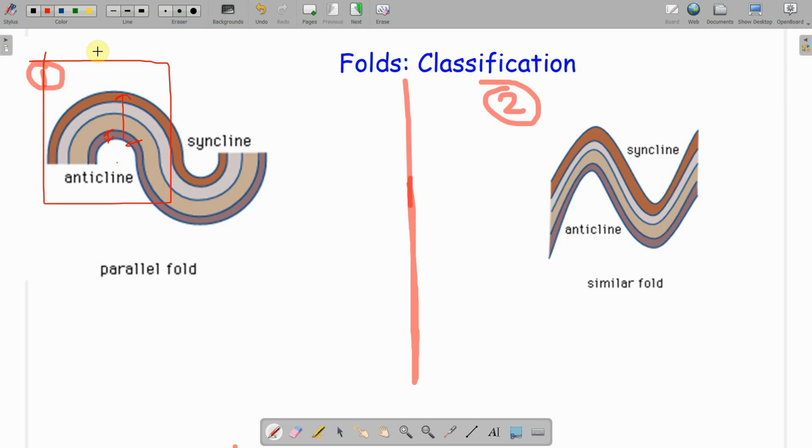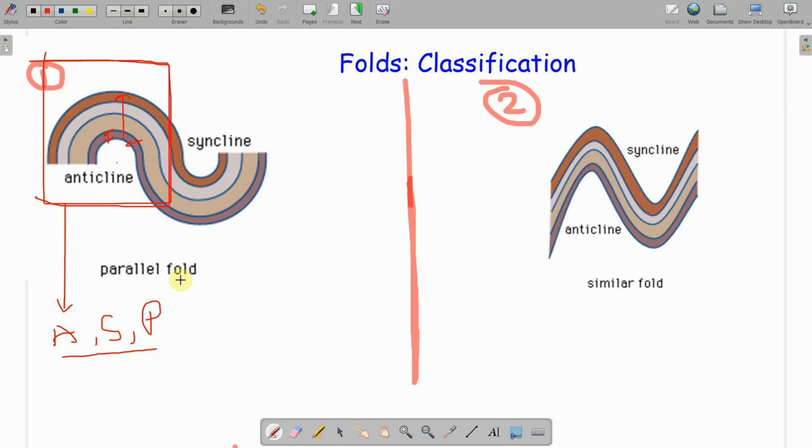So what type of fold is this? Suppose you are seeing only this section, not this one. So what you can see is an anticline. Is it a symmetric fold or asymmetric fold? It's a symmetric fold. Yes, and along with this you will be seeing this is a parallel fold. So this is how you will characterize any fold, by stating these terms. So this fold will look like this.